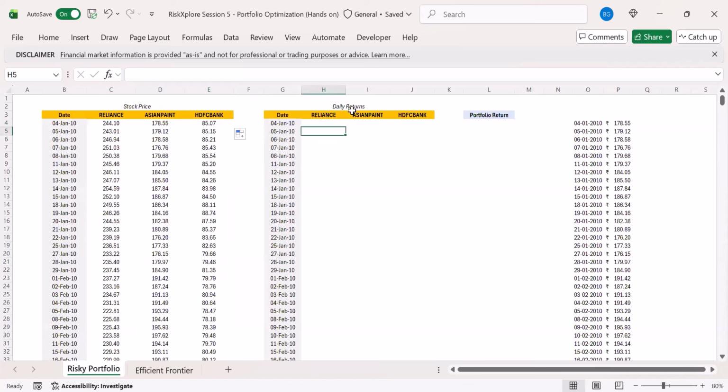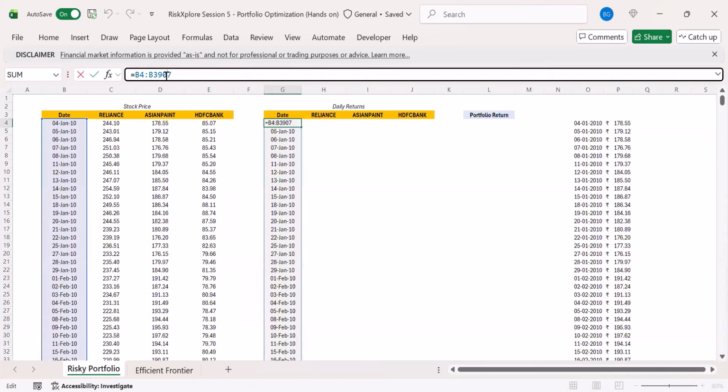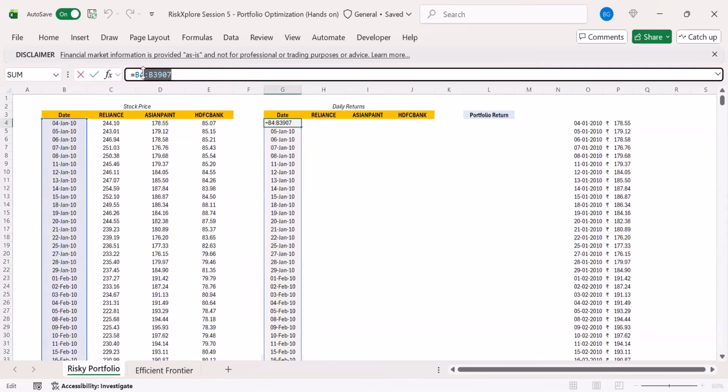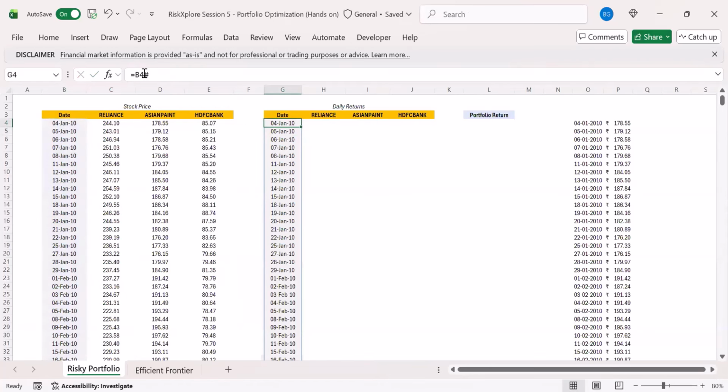Now we have to find out the daily returns. Again, we have the dates generated here by referring to the date column. We can use the pound sign here as well to refer to this dynamic array. Now we have to find out the daily returns for each of these stocks. How do we do that? Simply, we subtract the previous price from the current price, divided by the previous price, right? We have the returns here.